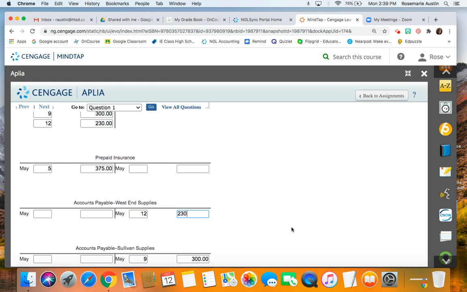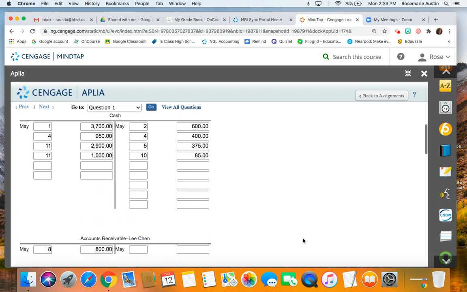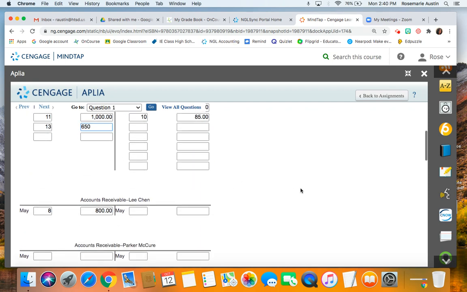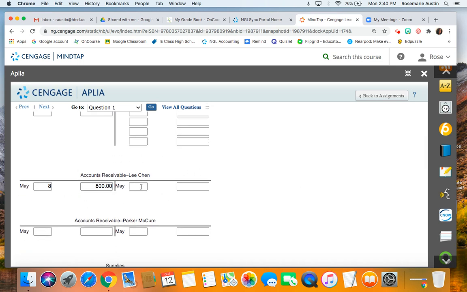Okay. All right. The next one, I'm trying to look at the transactions from a different computer so I don't scroll up and down. So it's May 13th. Received cash on account from Lee Chen, $650. So if we're receiving cash on account, that means it's going to be a debit transaction because it's going to increase. So receiving cash on May 13th in the amount of $650, right? And we received that from Lee Chen. So right here we see accounts receivable Lee Chen. That's the account we're referring to in this transaction.